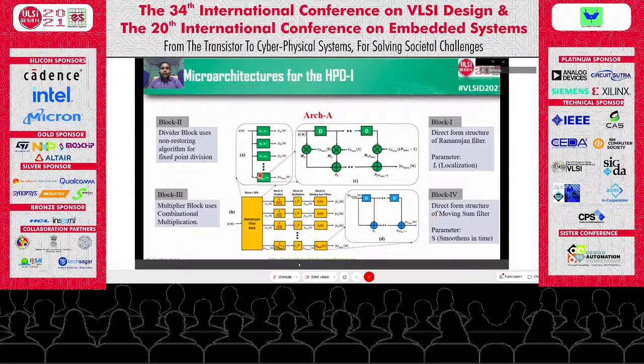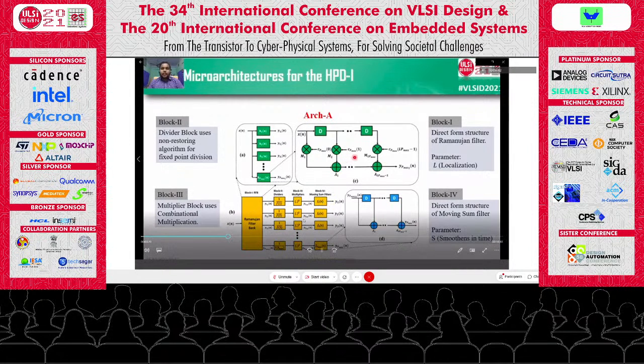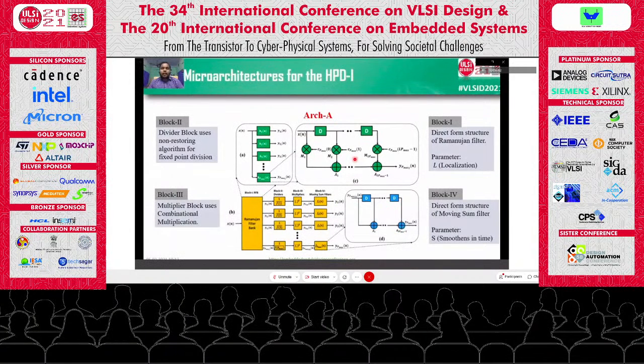Block 1, the RFB, is realized using a direct form structure, and the Pmax Ramanujan filter will thus use L·Pmax multipliers and L·Pmax minus 1 adders. L is referred to as the localization parameter. Smaller L means better time localization but a poorer period resolution, and vice versa, in the output period versus time plot.